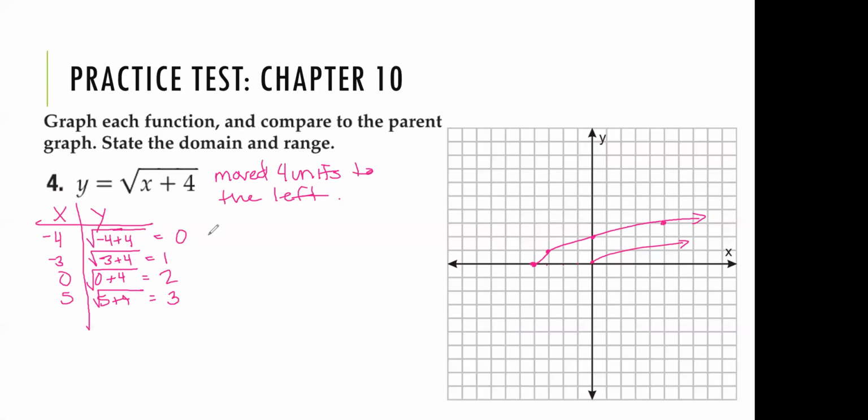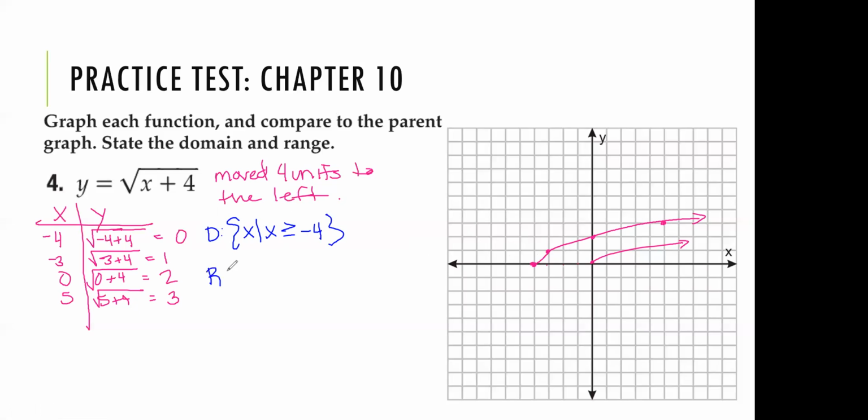And then for my domain, remember my domain are my x values. So x starts here at -4. So it has to be greater than or equal to -4. There are no x values on this graph that are less than -4, only greater than.